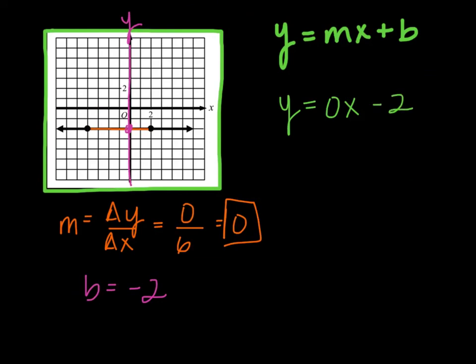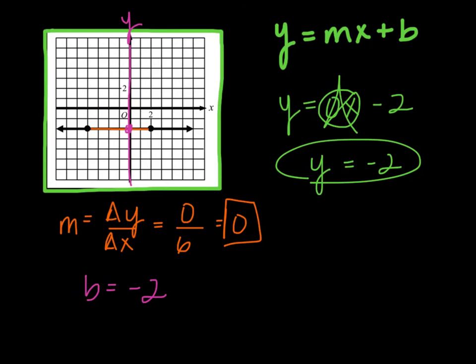Now, here's the thing. I really don't need this 0x because, again, 0 times any number is going to be 0. So this part can be taken out. So what we're left with then is y equals negative 2. Anytime you see y equals a number, it's going to be that horizontal line. And again, that's because there is no slope. It's just 0. So it's 3 different types of lines. Make sure you know and you can identify right away whether it's a positive, negative, or 0 slope, or in some cases, undefined.